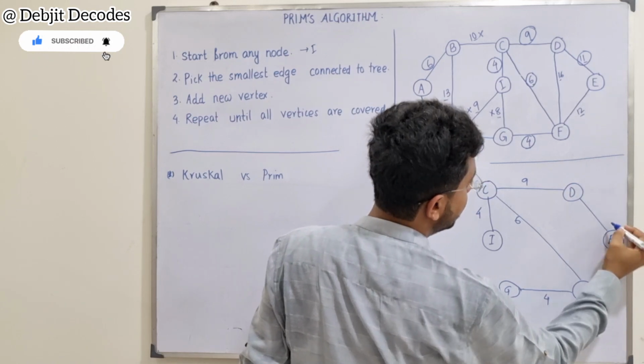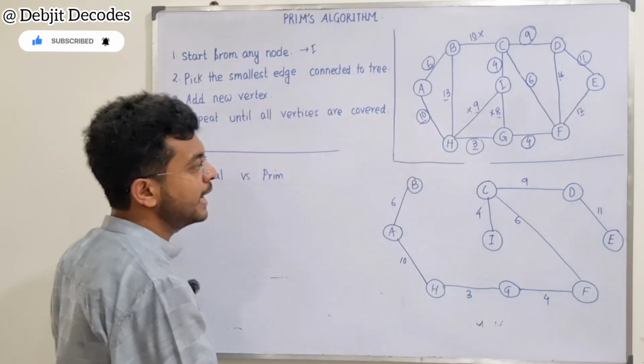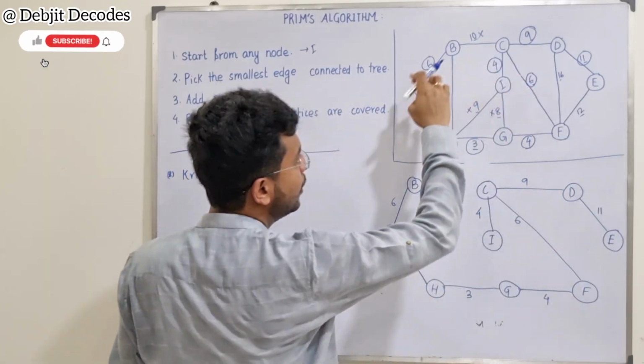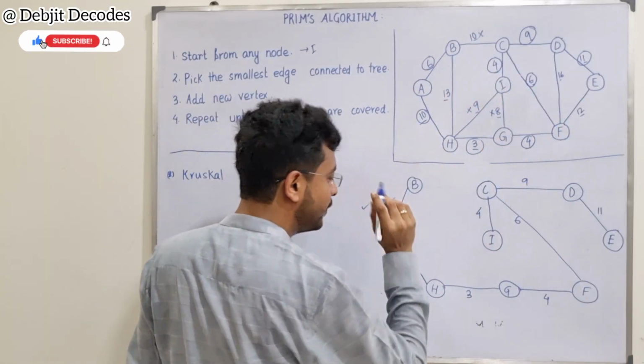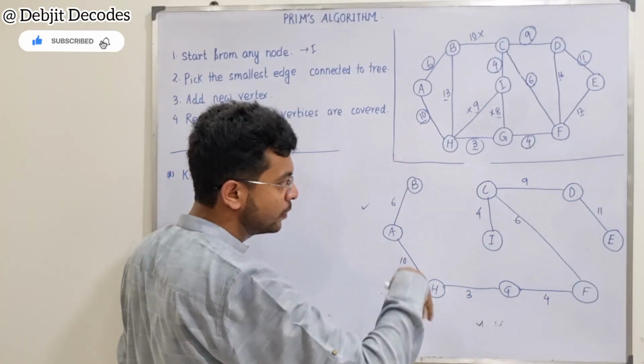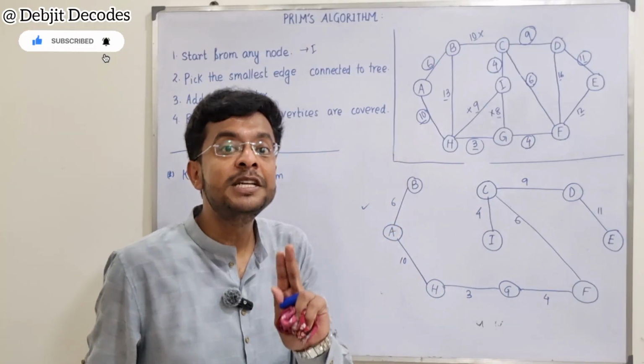So it is E and it is 11. Now if you check how many nodes are there, 1, 2, 3, 4, 5, 6, 7, 8, 9. Here also 9 nodes. So all the nodes are included. First thing is done, because it is saying repeat until all vertices are covered. Now let's see whether the MST property is satisfied.